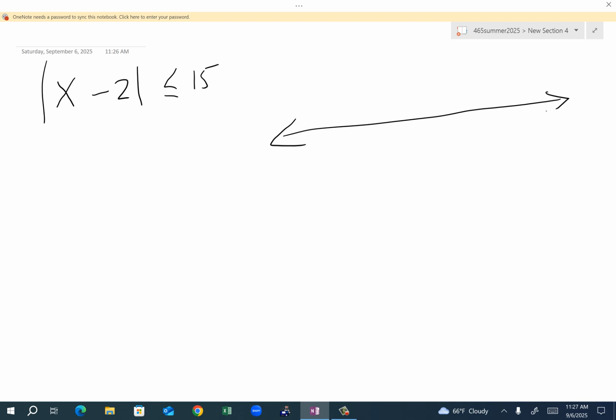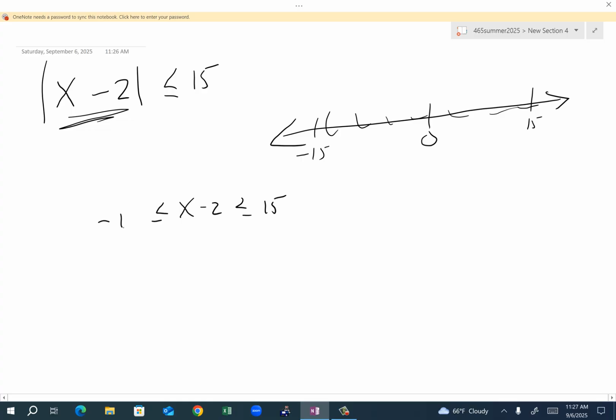So here we go. In section one, a couple things I didn't get to do enough of the other day, and I want to spend a little bit of time on it right now. Not the x squared. I want to do this one. |x - 2| < 15. What that means is on a number line, here's 0, here's positive 15, here's negative 15. That means this number is somewhere in here. In other words, x minus 2 is somewhere between here and here.